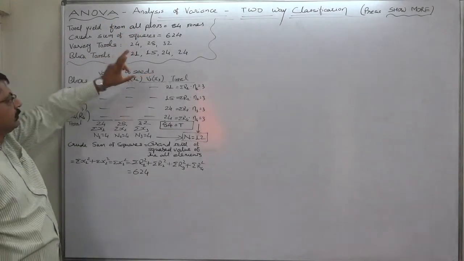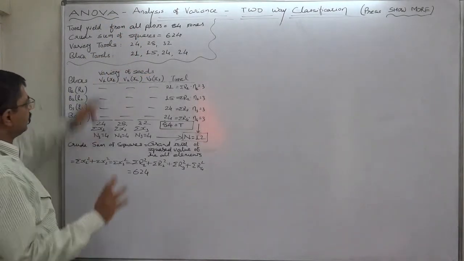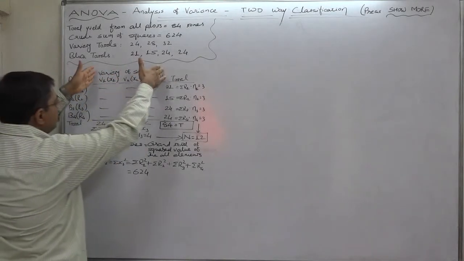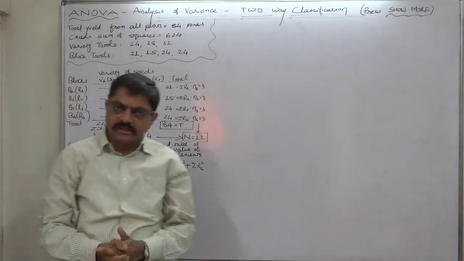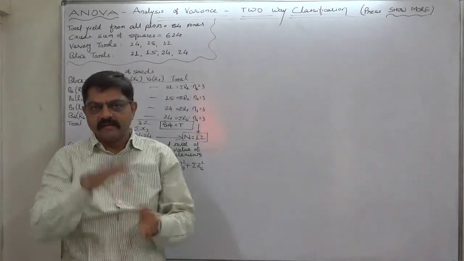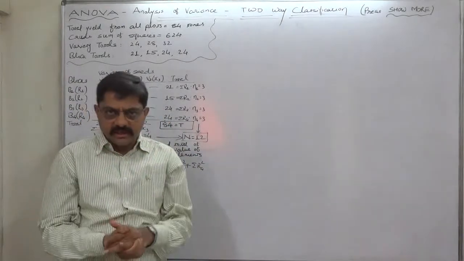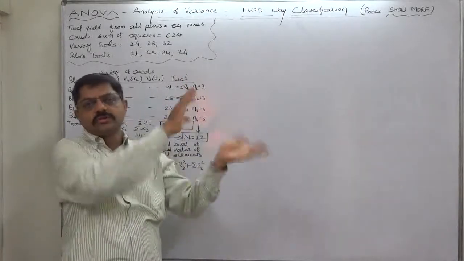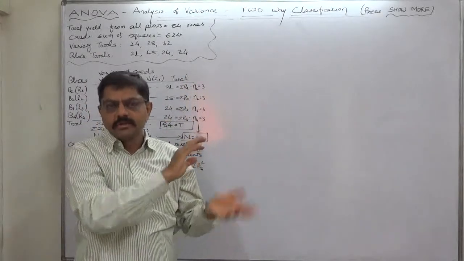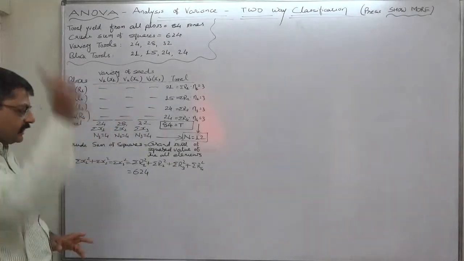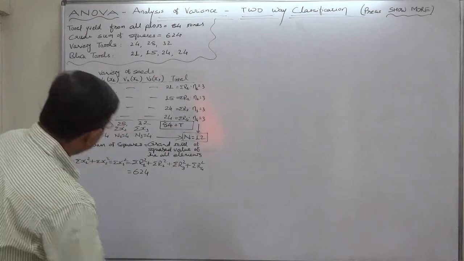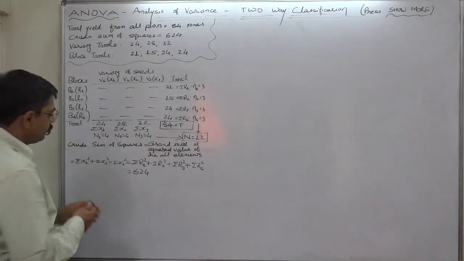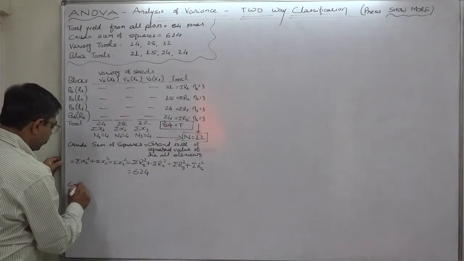Because one thing is possible. If we take these varieties of seeds in the form of rows and blocks in the form of columns, there will be no change. Just our SSC and SSR will change with each other, and similarly both the F ratios will actually be changed. That we shall discuss in part 2. So let's go for the solution, and on the basis of these two, first we can calculate the correction factor.